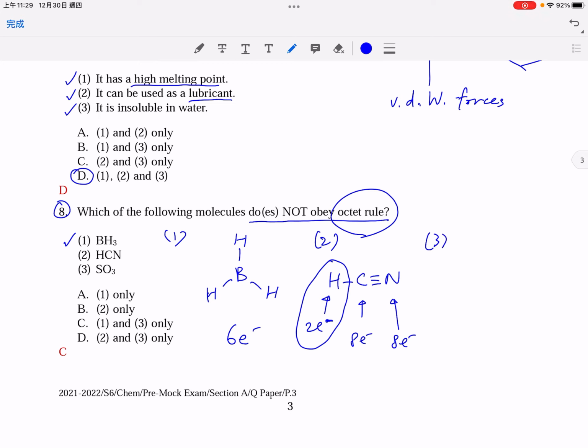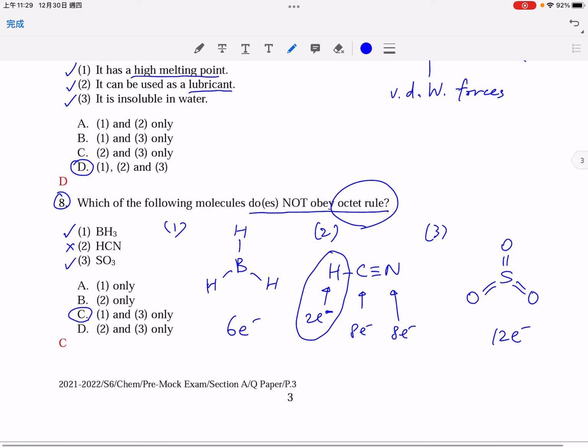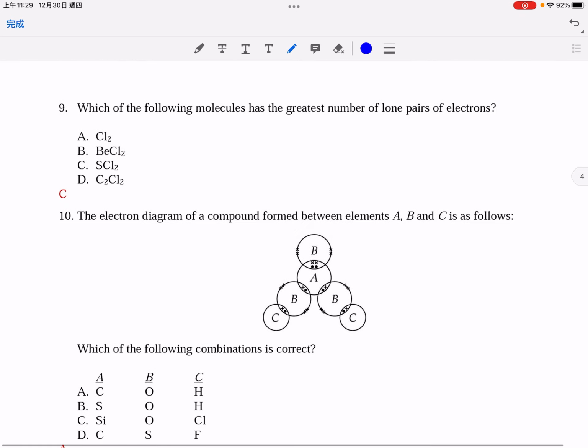Option 3, sulfur trioxide. Make sure you know that sulfur is a group 6 element. It can share electrons with 3 oxygen atoms like this. So altogether there are 12 electrons on the sulfur atom. So only 1 and 3 do not obey the octet structure. The answer is C. Question number 9.